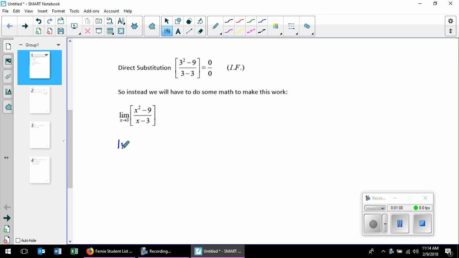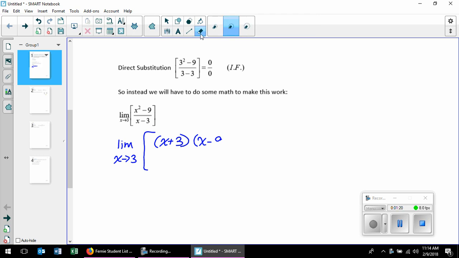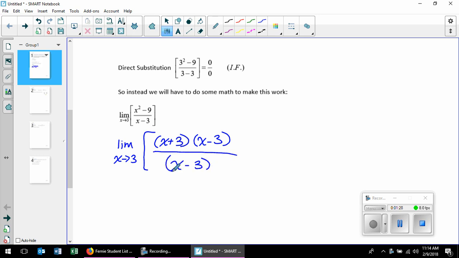So we would take the limit as x approaches 3. And then with this bracket, we're going to do some factoring. So this would be x plus 3, x minus, not 9. So now the technology is working, it's not my brain. All over x minus 3. See something we can do here? Cancel.